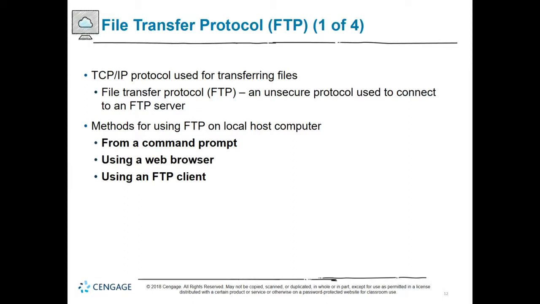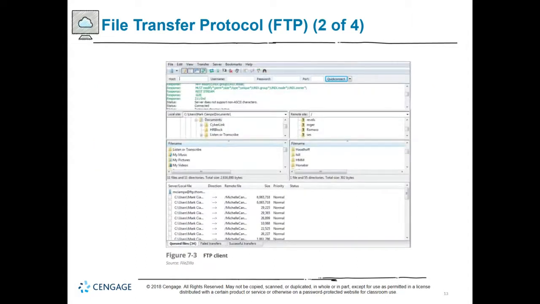The File Transfer Protocol is used for transferring files. It is an unsecure protocol used to connect to an FTP server. Now, there's a couple of different ways you can use FTP on a local computer. You can use it from a command prompt, a web browser, or you can use some software, an FTP client. So we'll see an example here of a client where they get their information here, the status, the response. So this would be like the file you're choosing to upload, and then where you're sending it to.